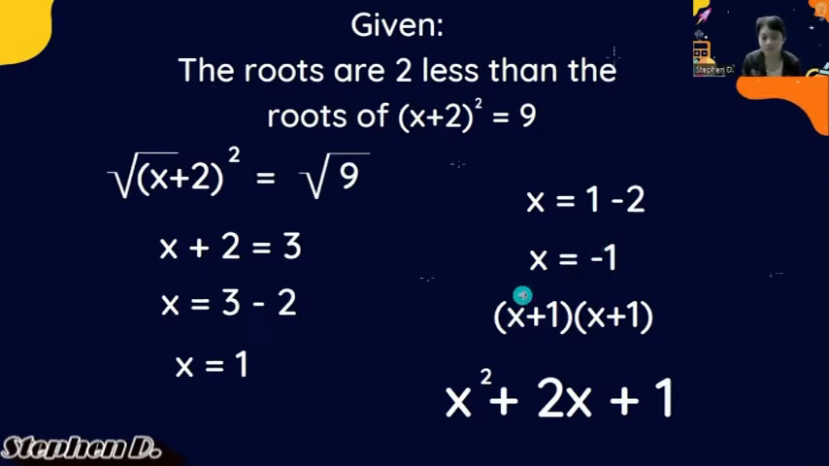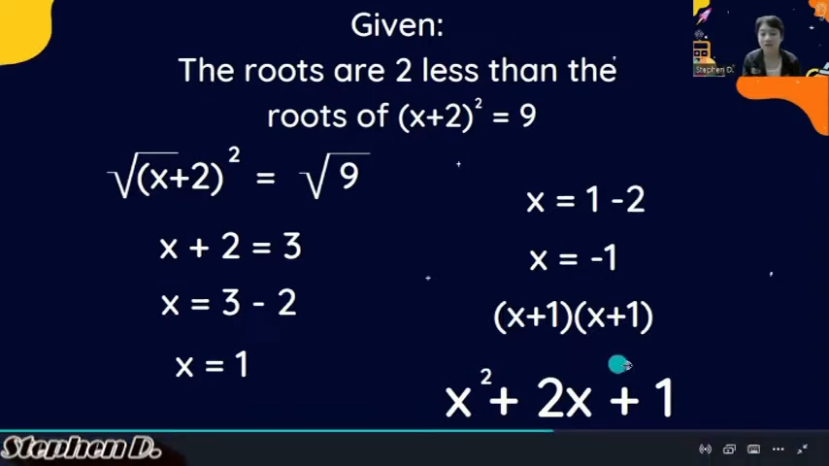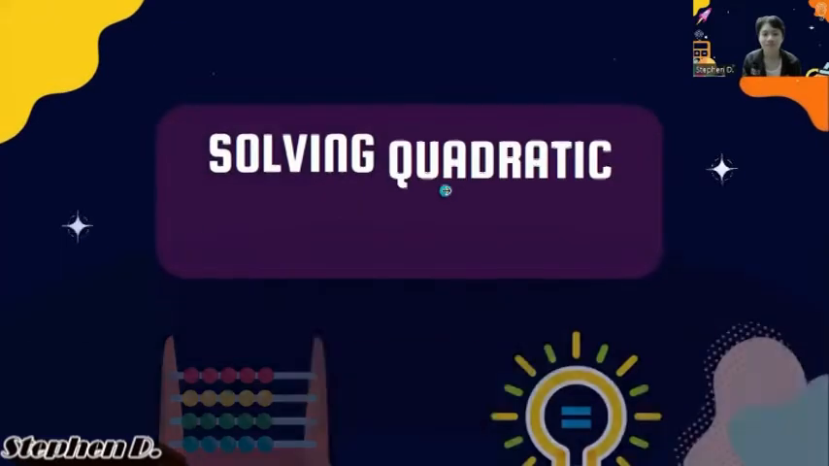Then we use our zero factor property. We transpose negative 1, so it's going to be x plus 1 times the quantity x plus 1. We use FOIL there again: first terms, the outside, the inside, and then the last. That's why we got x squared plus 2x plus 1.